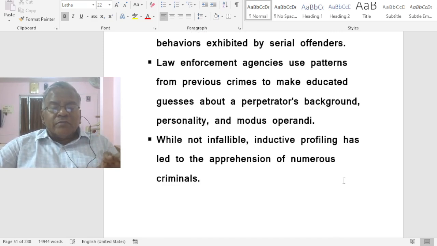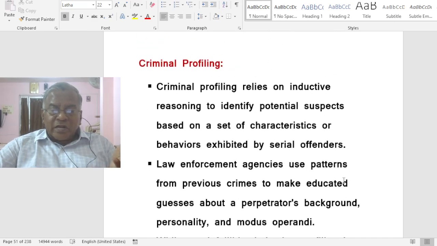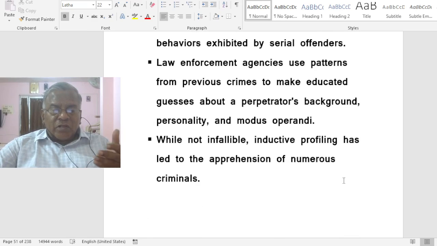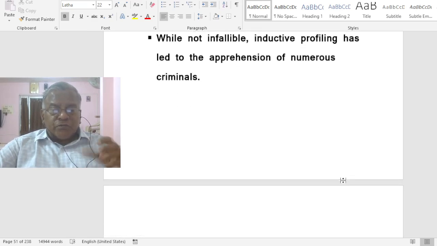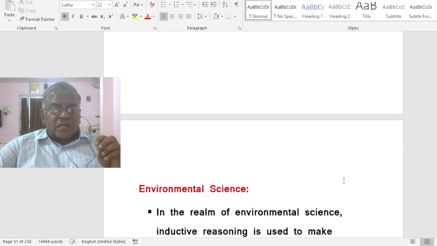While not infallible, inductive profiling has led to the apprehension of numerous criminals. It may not be infallible, but inductive profiling has helped a lot in criminal profiling, in finding numerous criminals.